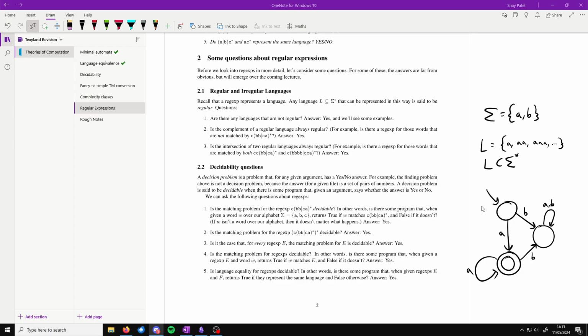The list of things we're covering is in upcoming today. I'm just doing regular expressions and regular languages quickly.